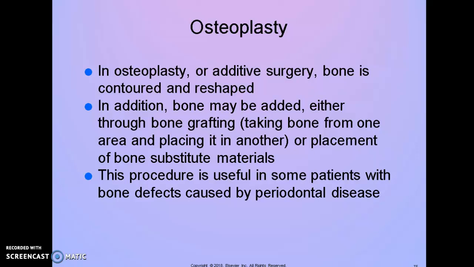Osteoplasty, or additive surgery, is where bone is contoured and reshaped. In addition to this, bone may be added either from a bone graft, which is taken from a bone donor site in one area and placed into another, such as taking it from the hip or the retromolar pad or someplace else in the patient, or placement of bone substitute materials. This can be from a cadaver. It can be from bovine, which is a cow, or porcine, which is from a pig. These procedures are useful in some patients with bone defects caused by certain periodontal diseases.